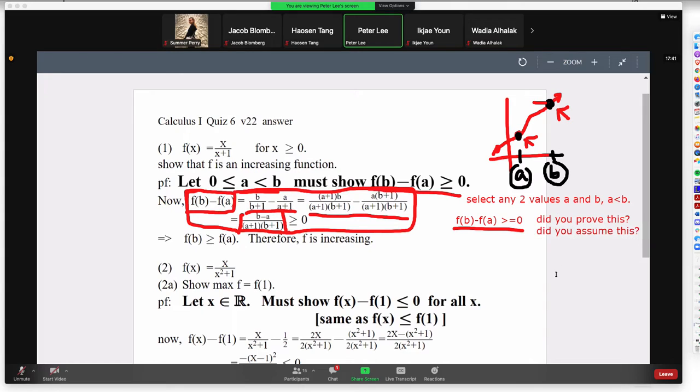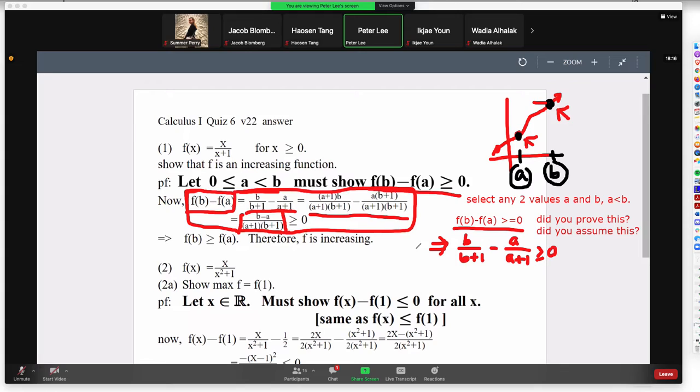Okay, now, just to make the argument clear, let me do one more step. After this, you know what you did was this. So I'm going to write this, and then you write this. And then you have b over b plus 1, and then minus a over a plus 1, and then you wrote greater or equal to 0. That's what you wrote next on the next line.